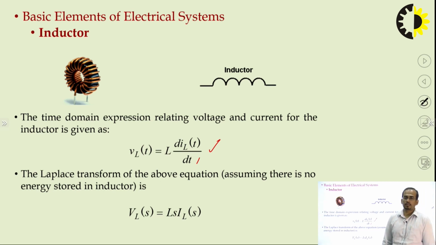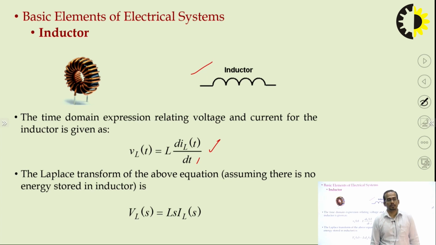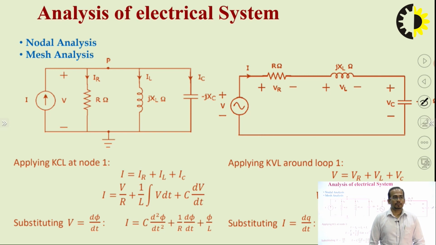Voltage and current are functions of time, and if I want to represent this in the S domain, then the voltage across this inductor in the S domain will be VL(s) = Ls into IL(s). We have to use the differentiation and integration property of the Laplace transform. So, in the capacitor it is 1 by Cs into I(s), and in the case of the inductor it is Ls into IL(s).